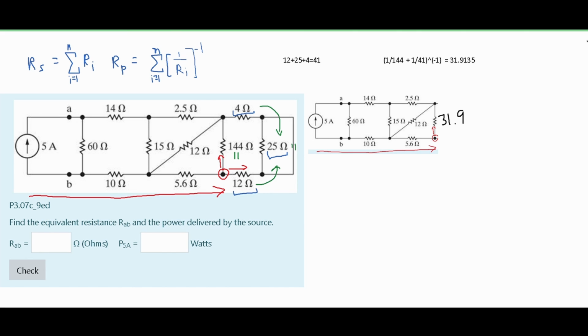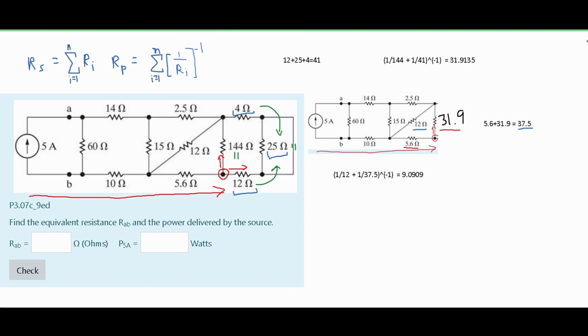Now, after we do this, we can see that this 5.6 ohm resistor is going to be in series with our 31.9 ohm resistor. So we're just going to add these two together, and we get 37.5 ohms of resistance. We know that this is in parallel with this 12 ohm resistor, so we are just going to put these two values into our parallel resistance formula. So we're going to get approximately 9 ohms of resistance, and this 9 ohms of resistance is in series with this 2.5 ohms of resistance.